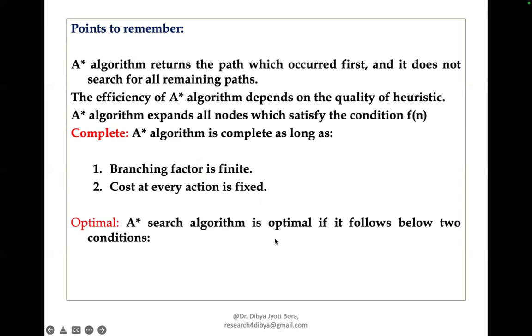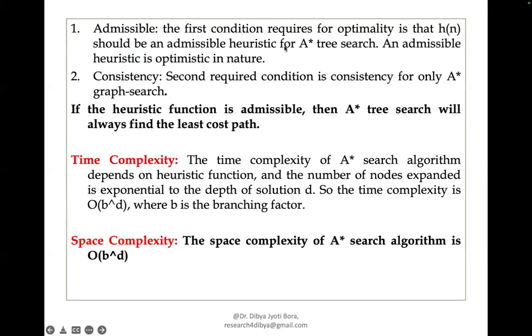Optimal. A-star algorithm is optimal if it follows two conditions. First, admissible. The first condition required for optimality is that h(n) should be an admissible heuristic for A-star, and admissible heuristic is optimistic in nature. So जो admissible है उसको हम लेंगे and consistency, second required condition is consistency.